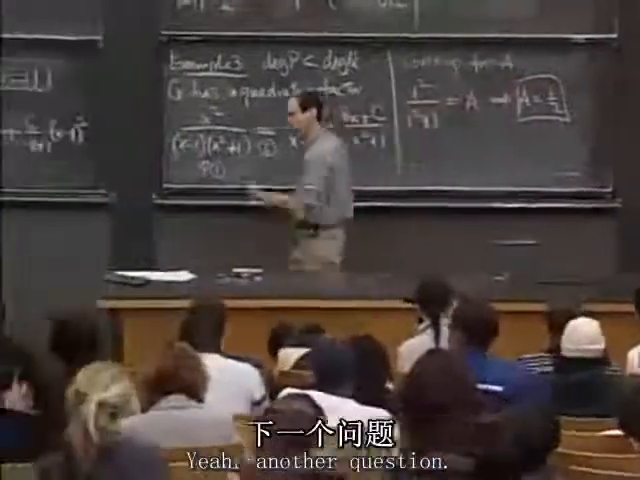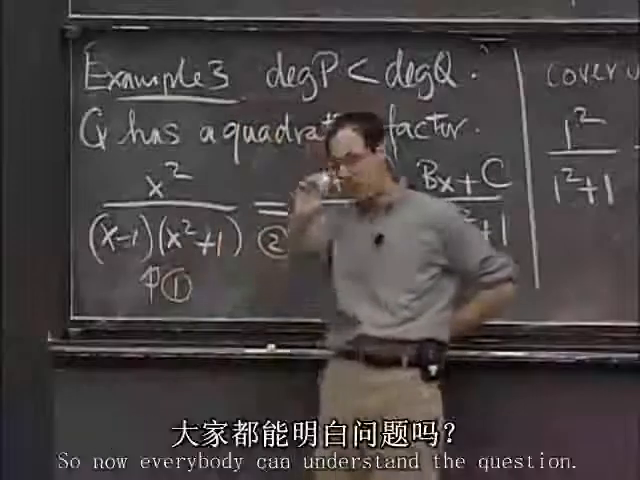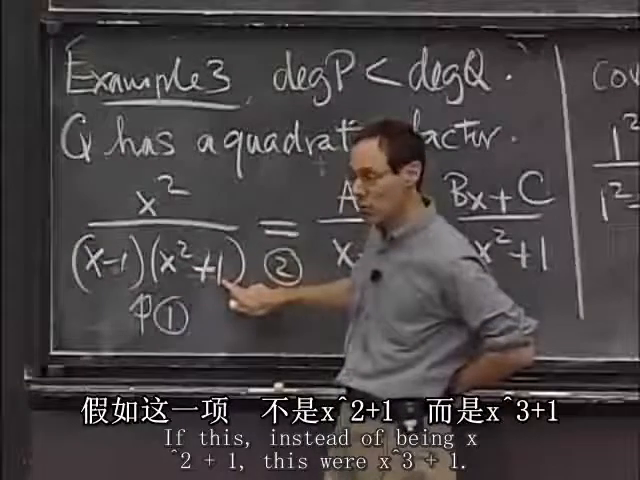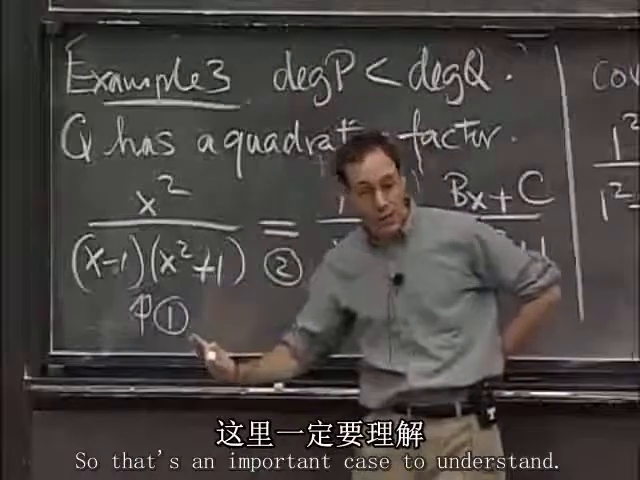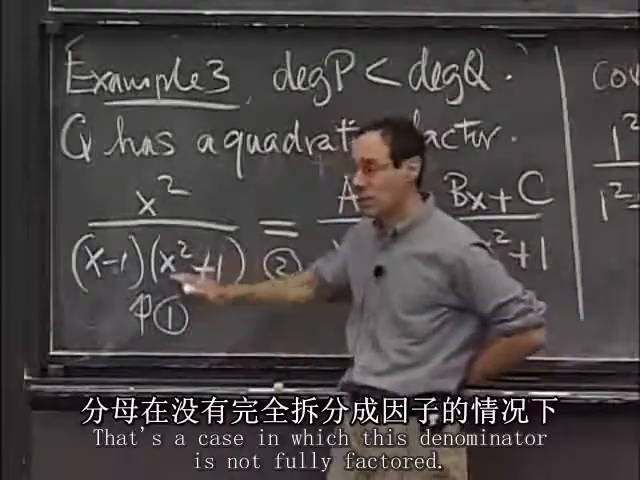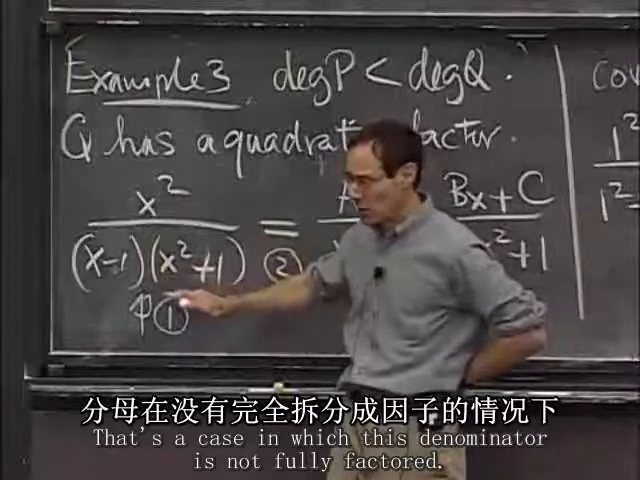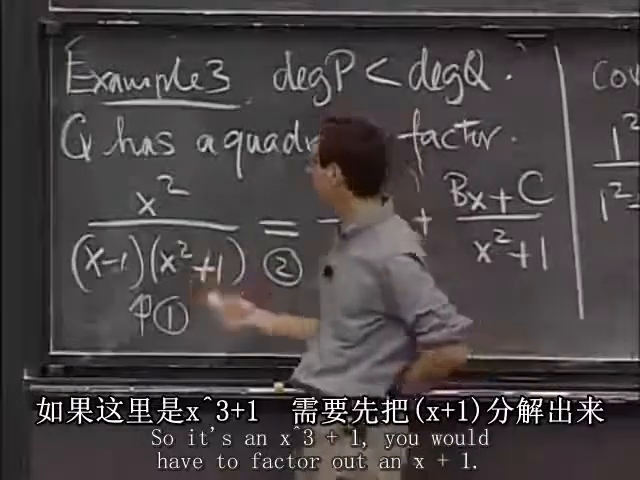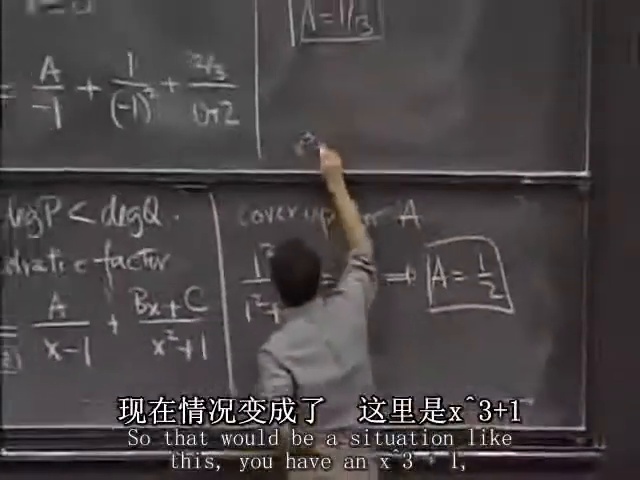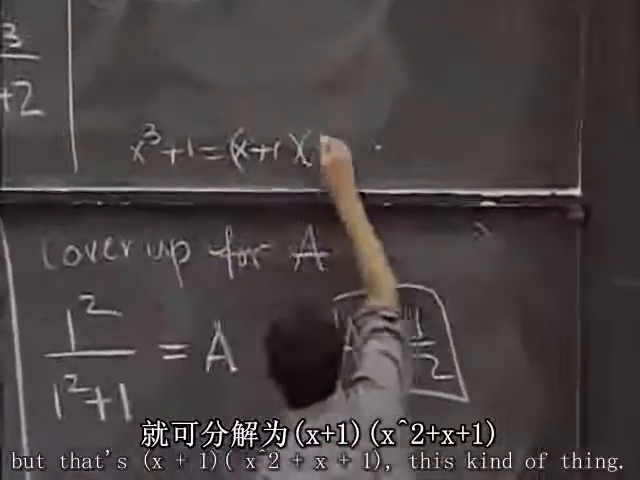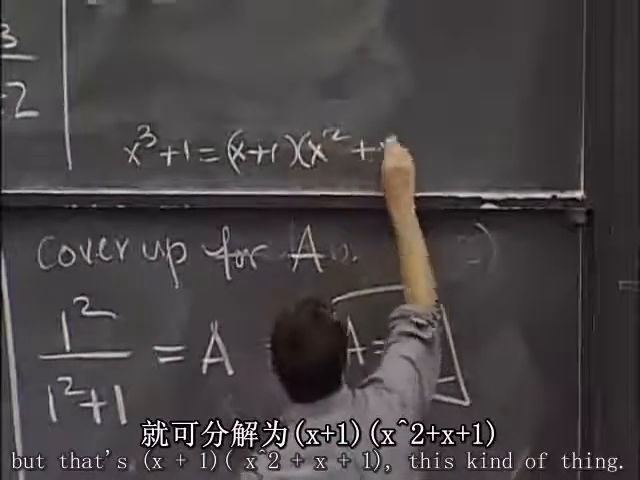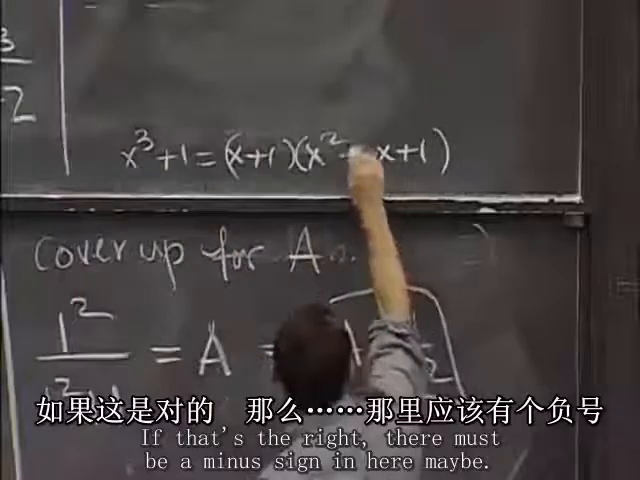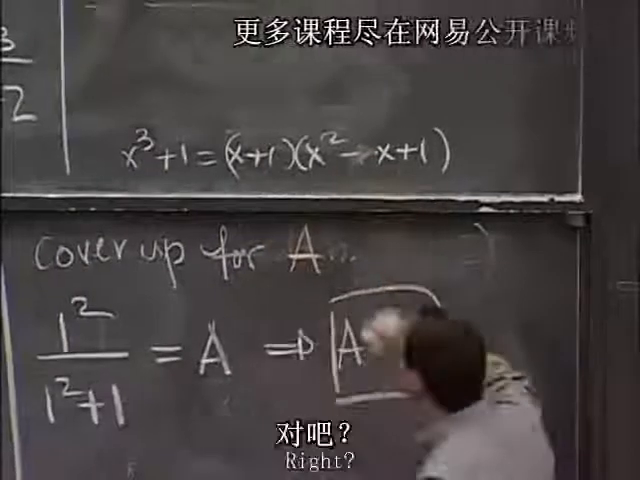Yeah, another question. The question is the following, so now everybody can understand the question. If this, instead of being x squared plus 1, were x cubed plus 1. That's an important case to understand. That's a case in which this denominator is not fully factored. So it's an x cubed plus 1. You would have to factor out an x plus 1. So that would be a situation like this. You have an x cubed plus 1, but that's x plus 1 times x squared plus x plus 1, this kind of thing. There must be a minus sign in here maybe. Something like this, right?